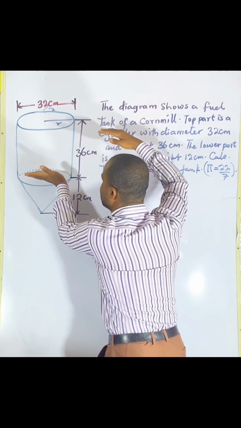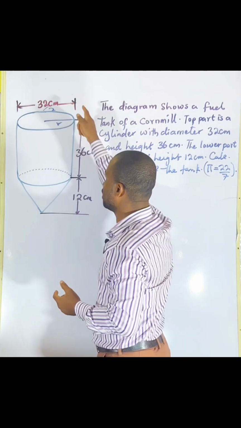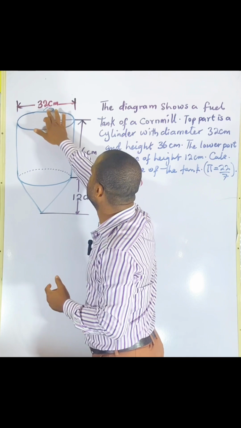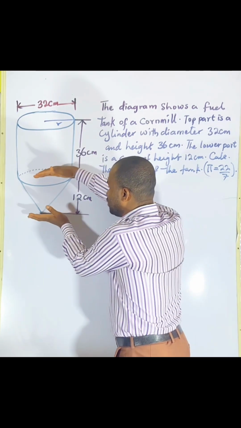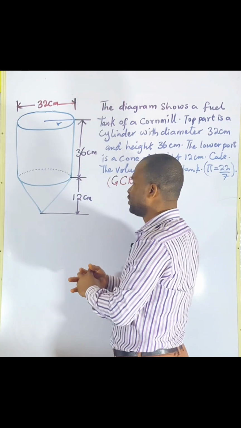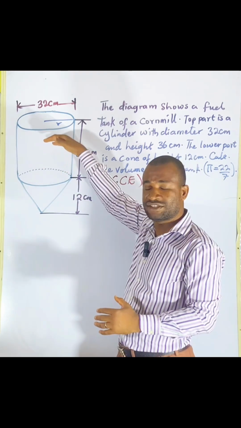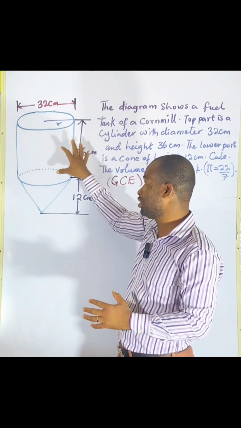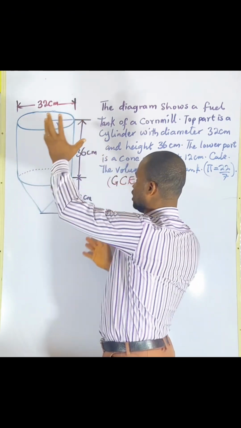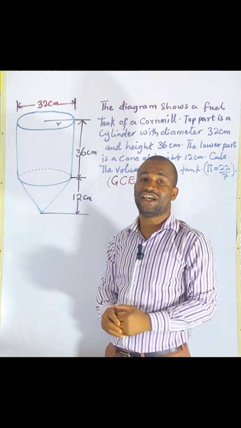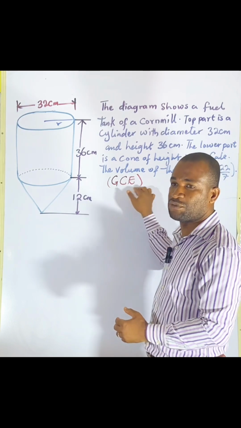So from this part to the top is a cylinder, and the cylinder has a diameter of 32. We are also going to consider the down part, which is a cone with height 12 cm. You may not consider the orientation, that is, how this whole shape is positioned shouldn't be your concern, because I can also turn it that way. The main thing here is for us to solve the volume, and this is a GCE question.